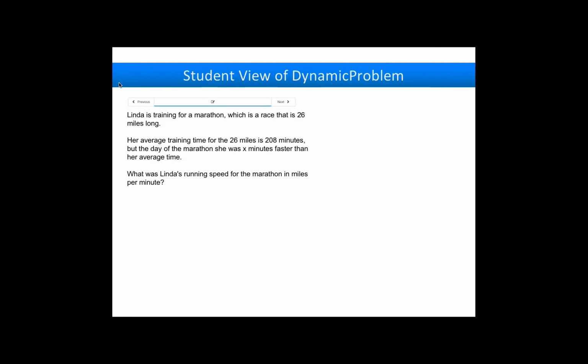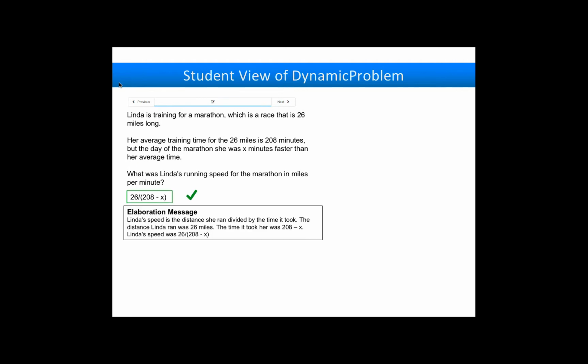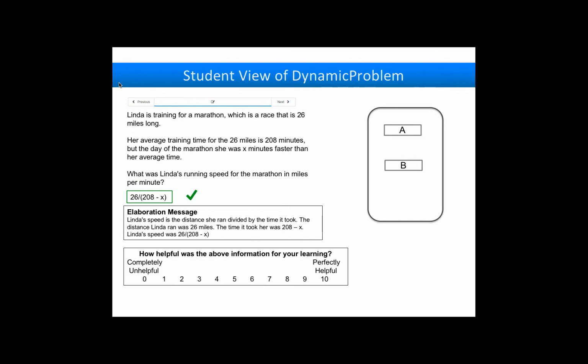So for students, it's actually a lot like the normal quizzes they receive. They see a problem and they attempt it. Eventually they get told the correct answer, and then they would be given an elaboration message. For example, an explanation for how to solve the problem. This is where the randomization happens because of the alternative messages they can be randomized to. We then ask them to rate, well, how helpful was this information for your learning on a scale from 0 to 10?